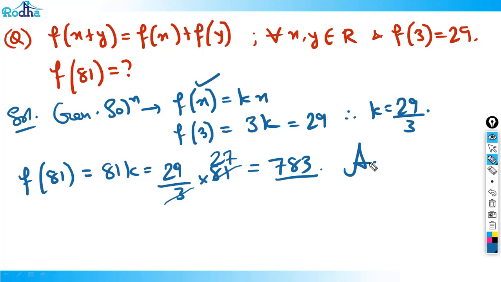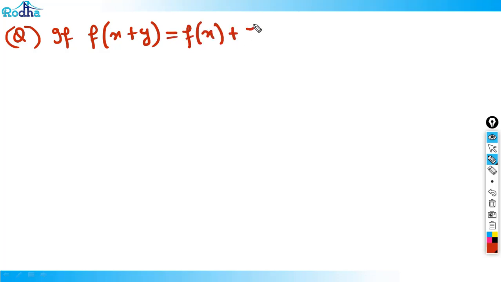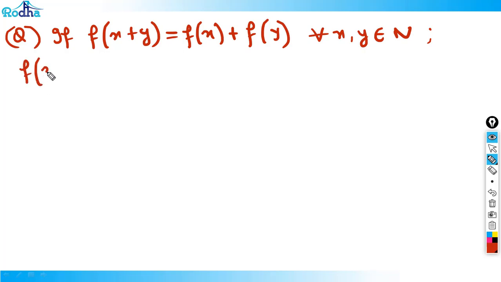Now let's move to a question of a somewhat similar category, but a good question. When I write the question, just pause the video, wait for some time and try to attempt it, then see the solution. f of x plus y equal to f of x plus f of y, for all x and y belonging to natural numbers, where N means natural numbers. f of 3 is given as 6 here.